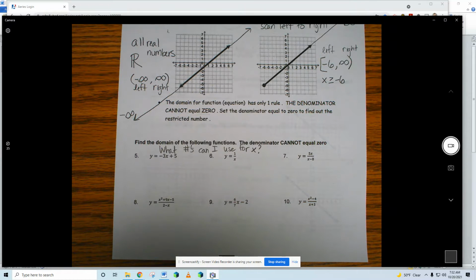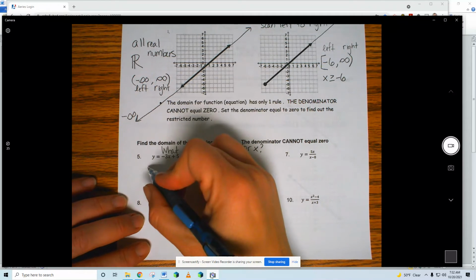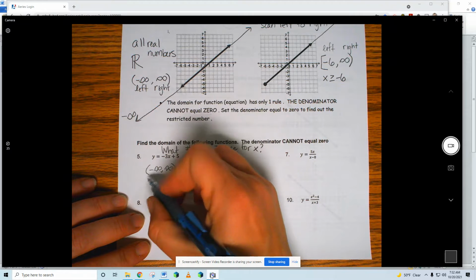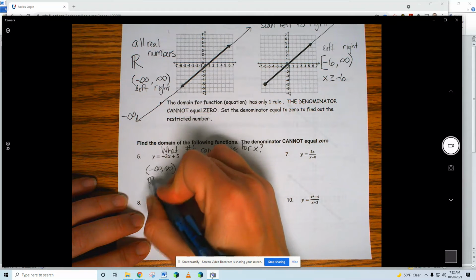Any number, all real numbers. Negative infinity to positive infinity. Or I could say all real numbers with that special R.